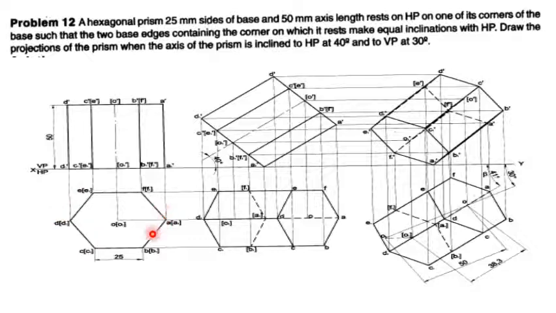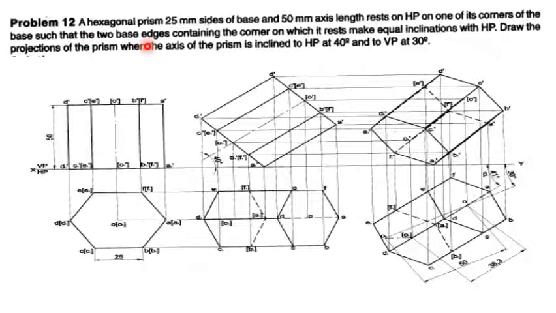So here all sides are equal when the prism is resting on its base initially, when it is resting on HP on its base, and axis length. So this is the axis. The axis length is 50 mm, on one of its corners of the base. So this is the resting corner A1 dash. Actually, it is resting on one of its corners of the base. So this is the resting corner.